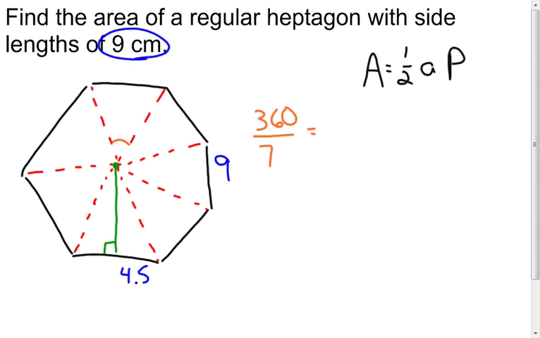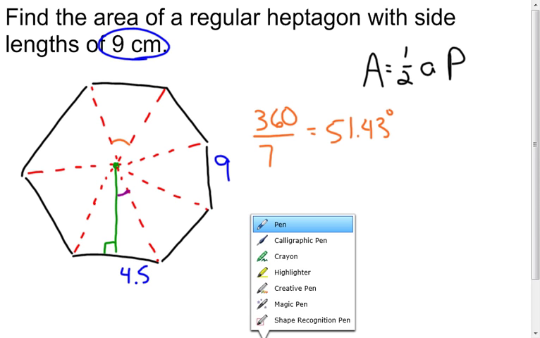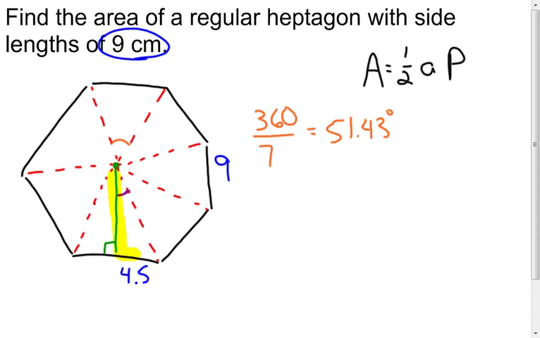Now I end up with 51.43 degrees. Now the next thing I want to find is the measure of just this angle here, because I noticed that this triangle, and maybe I should highlight it so it's a little easier to see, is a right triangle. After I get the measure of that purple angle, I'm going to know one of the acute angles in the triangle, one of the sides, and then I'll be able to use trig to find the other missing sides.